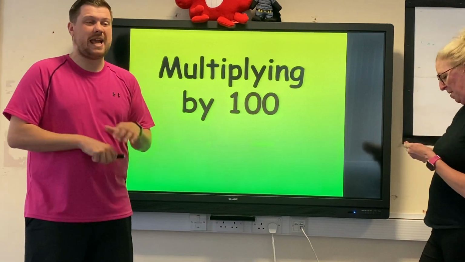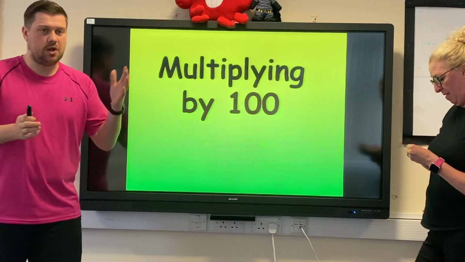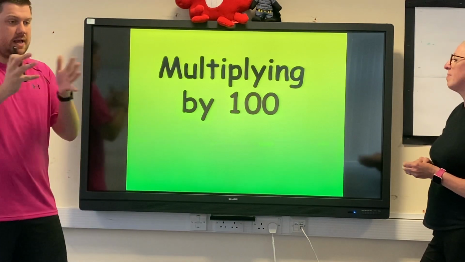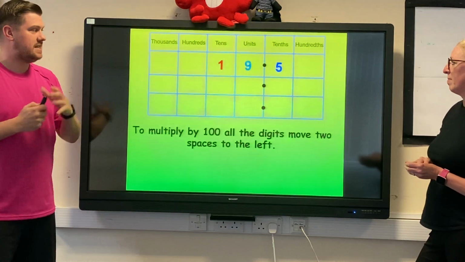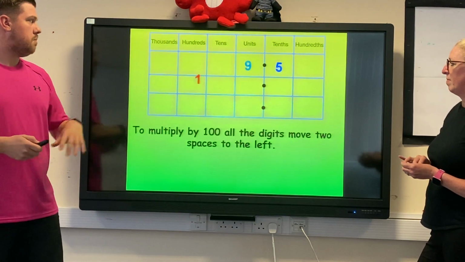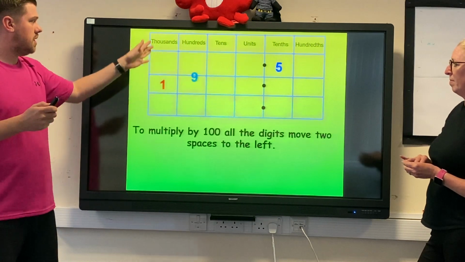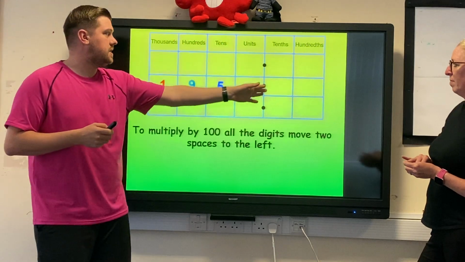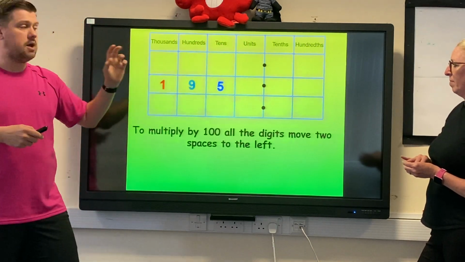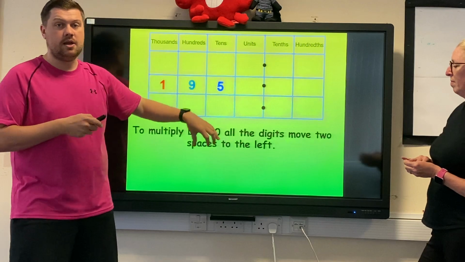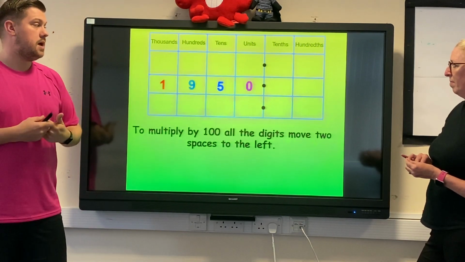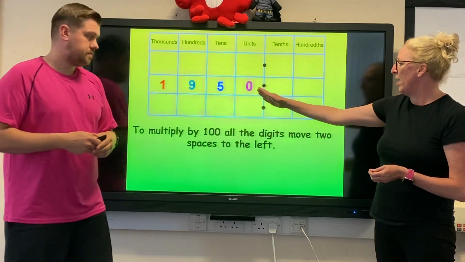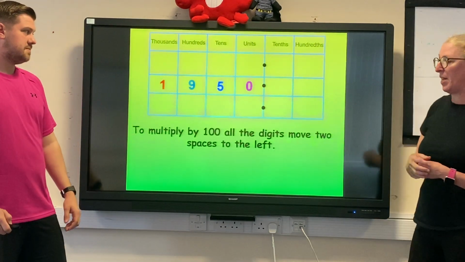Okay, multiplying by 100, exactly the same as what we've just been doing, but this time we're going to be moving 2 spaces to the left, so 2 place values to the left. So we start with 19.5. We move the 1 from the tens column to the thousands column, the 9 from the units to the hundreds, and the 5 from the tenths to the tens column. Now we've got that space in our units column again, so again we're going to include the 0 to make it a whole number. You put that 0 in if there is a gap before the decimal point as a placeholder.